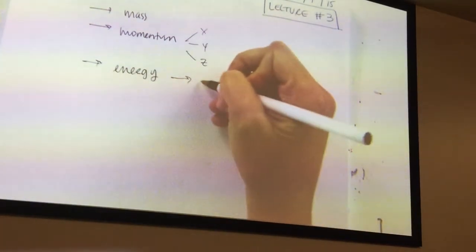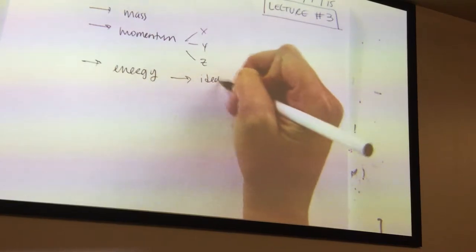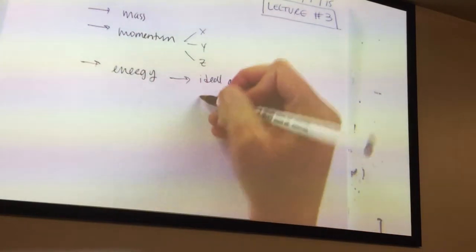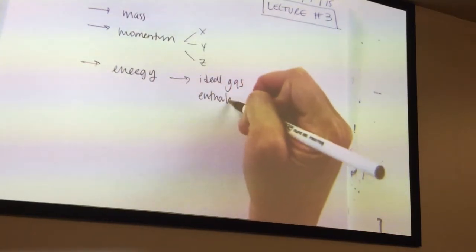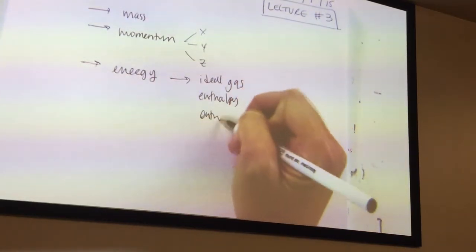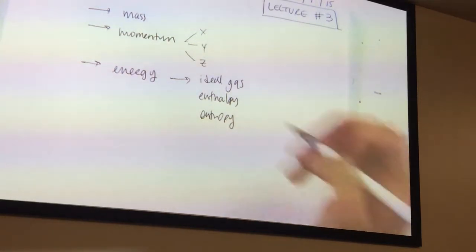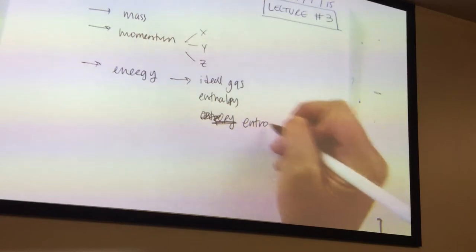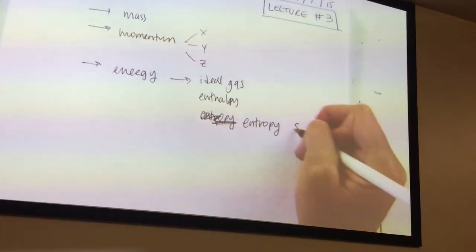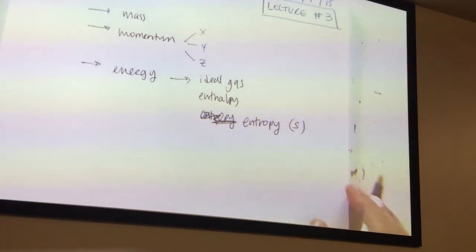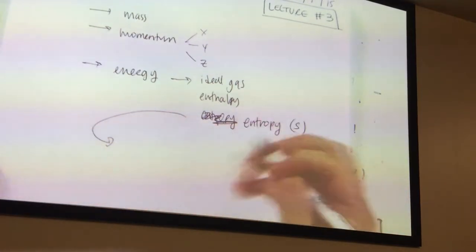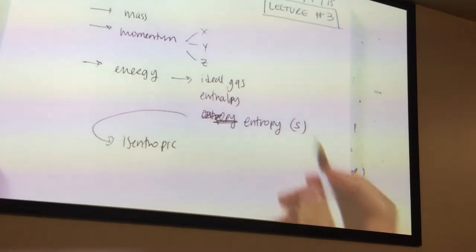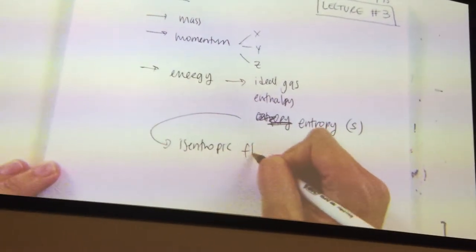We talked a little bit about ideal gas flow, and we also have the enthalpy and entropy. From entropy, which was the S, is where we came to isentropic. And for isentropic flow, we had the isentropic flow equations.